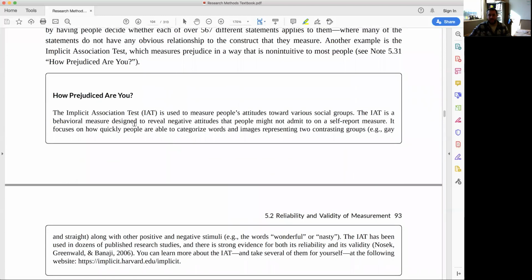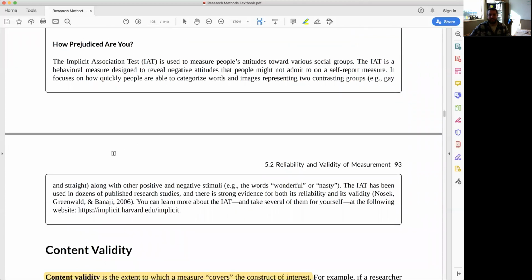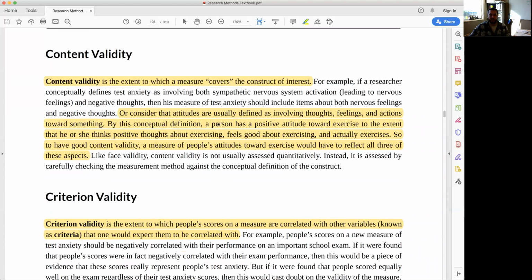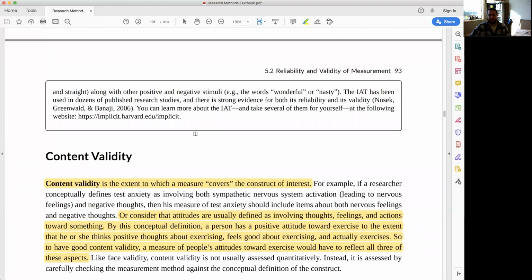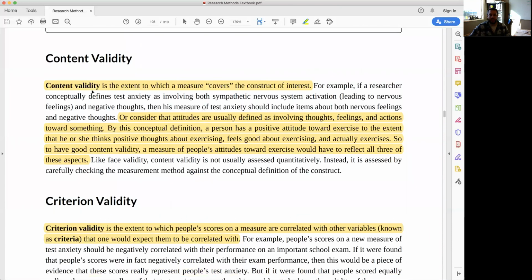The implicit association test is brought up in your text here, which I have you do a quiz question on. So hopefully, you can look at face validity and then criterion validity, which we're going to get to. Content validity: the extent to which a measure covers the construct of interest.